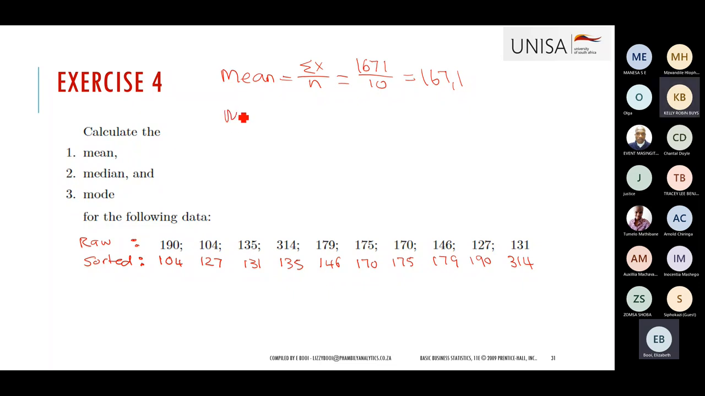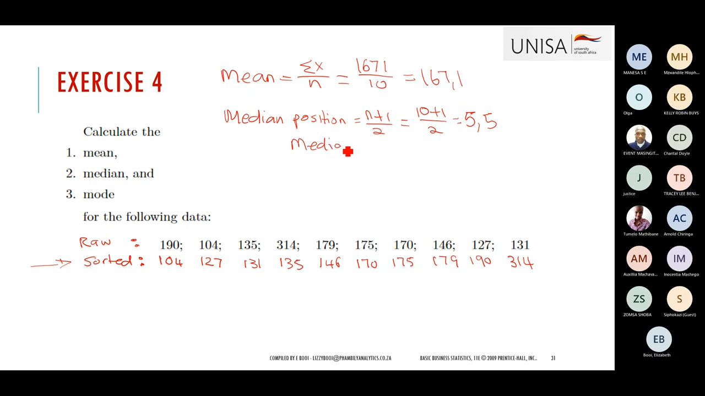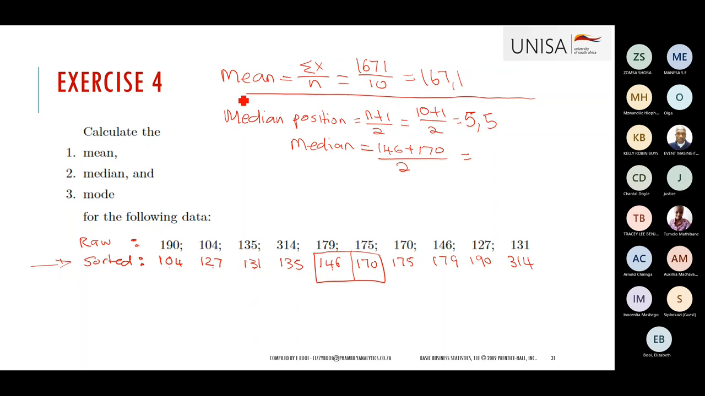So for our median, the position: we've sorted the data because I wanted to save time. Our position is n plus 1 divided by 2. There are 10 of them, plus 1, divided by 2. 11 divided by 2 is 5.5. And our median: 1, 2, 3, 4, 5. It lies between two values. So our median will be 146 plus 170, divided by 2. 316 divided by 2.